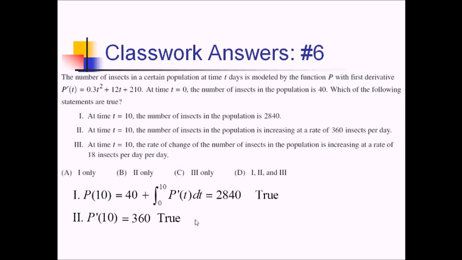There's no option for just 1 and 2. But if there's doubt, we can actually figure out if statement 3 is true or not. So statement 3 is talking about p double prime of 10, and they're saying that that's 18.